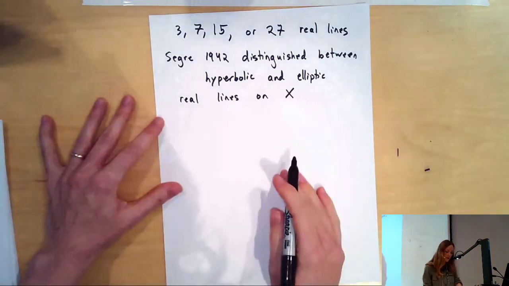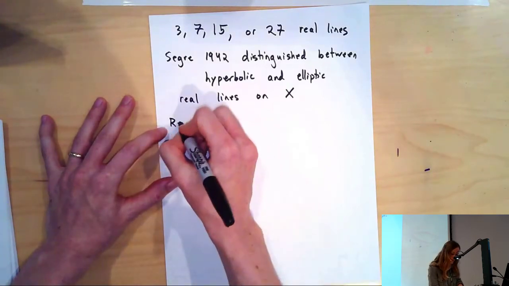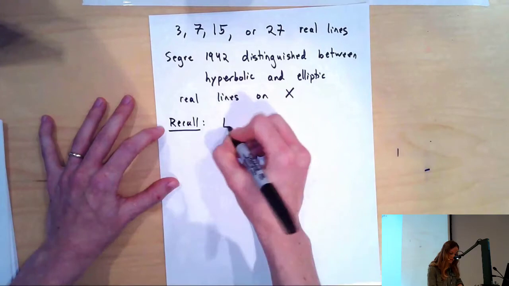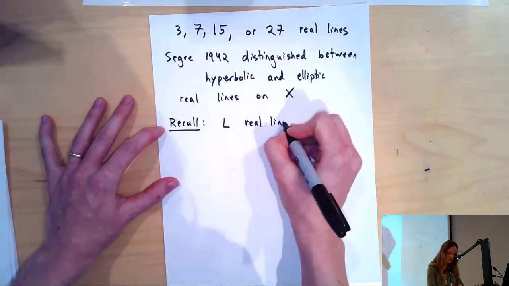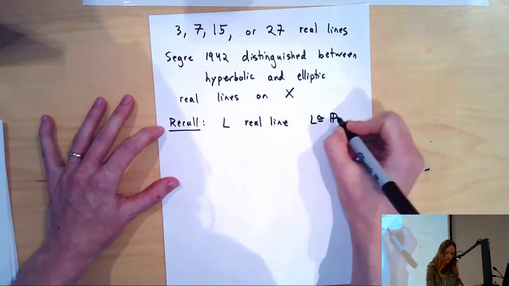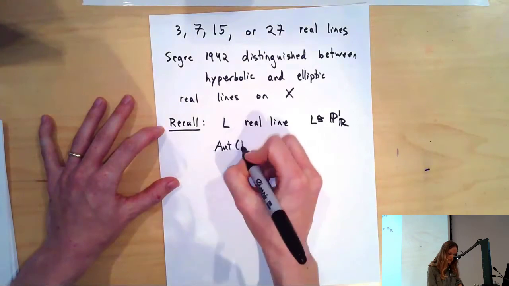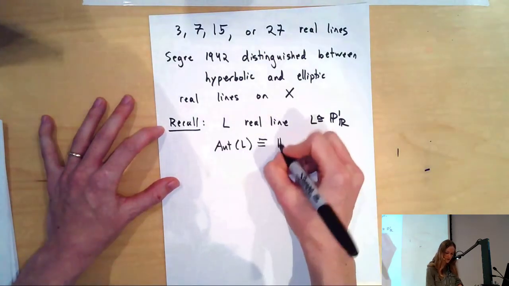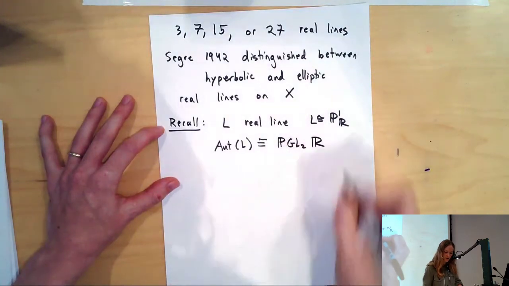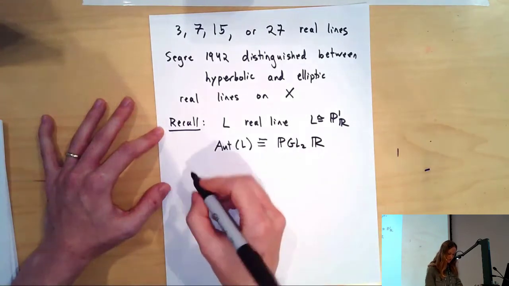Let's recall the difference between hyperbolic and elliptic elements of the automorphisms of a real line. So L a real line, so it's isomorphic to P^1(R) once you choose a variable. So the automorphisms of this real line are isomorphic to PGL_2(R). We have elliptic and hyperbolic elements of PGL_2(R).